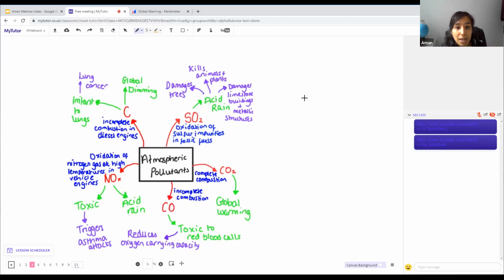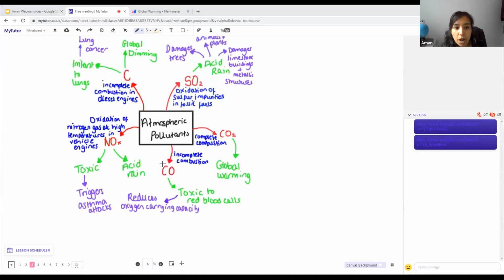But that doesn't mean we're not getting less sunlight, we are. They've had a look over a number of years, and the amount of sunlight reaching the Earth is actually less than it used to be. So global dimming definitely is taking place, but so is global warming, and global warming is taking place at an increased rate. Okay, so we've looked at all the carbon atmospheric pollutants.